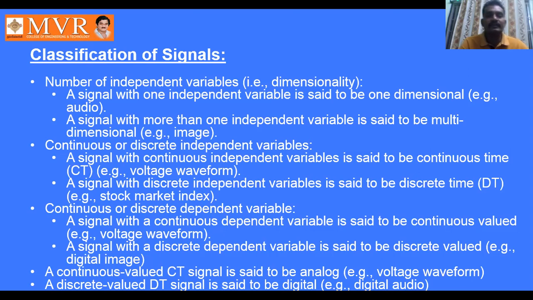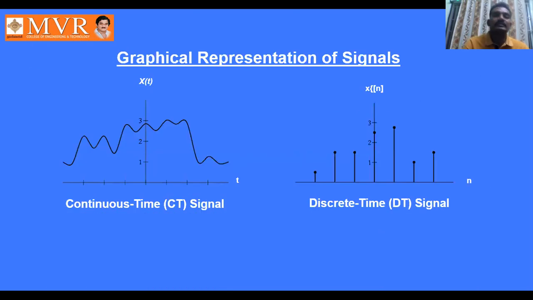Next, a continuous valued CT signal is said to be an analog signal, and a discrete valued DT signal is said to be a digital signal. An analog signal example is a voltage waveform, and a digital signal example is a digital audio signal. So these are all the classifications of the signals. Then we will see the graphical representations of these signals. The continuous time signal is like this, and the discrete time signal is like this.